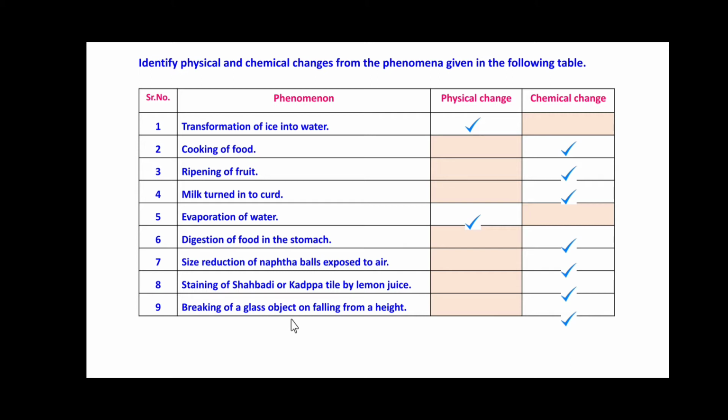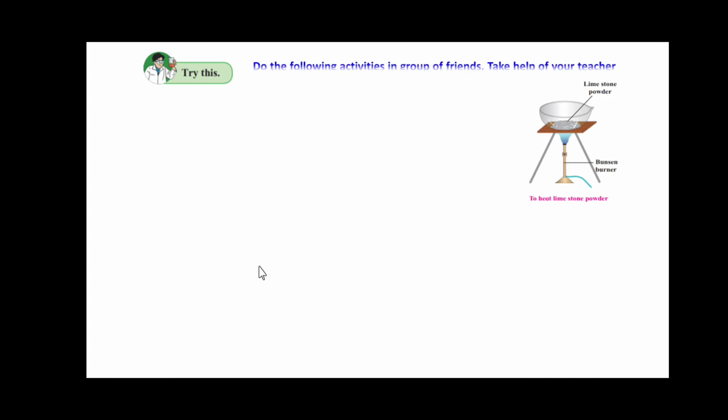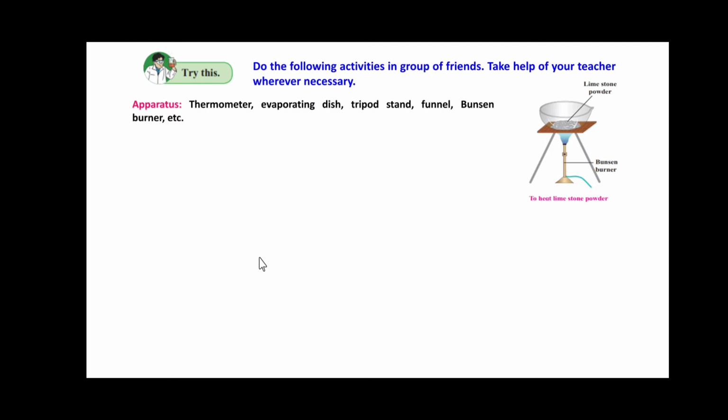So friends, now we will see the next point, that is an experiment, an activity we can say. With the help of the teacher, you should try this. The apparatus required here are a thermometer, an evaporating dish, a tripod stand, a funnel, a Bunsen burner, and so on.